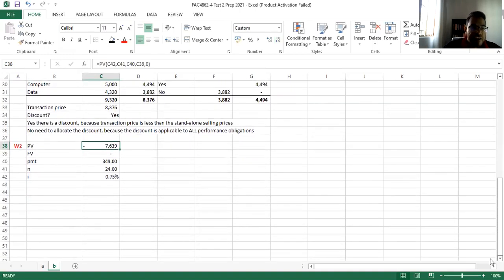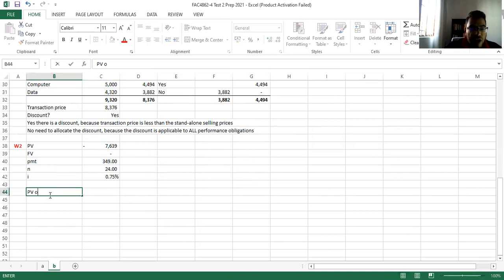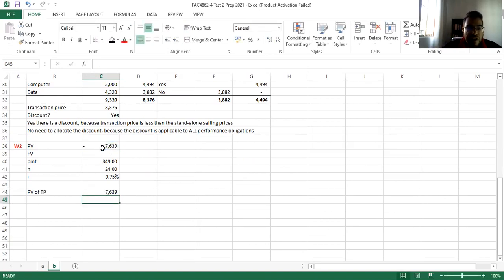So this is the PV of the total transaction price. I'm going to convert it into making it positive, because we know the present value generally comes out negative if your future value is positive, because future value and PV are in the opposite direction. So the present value of the transaction price is 7,639. Now we can allocate between computer and data.